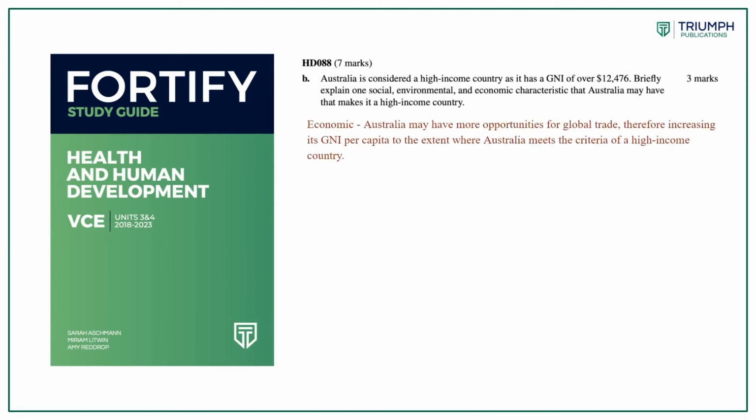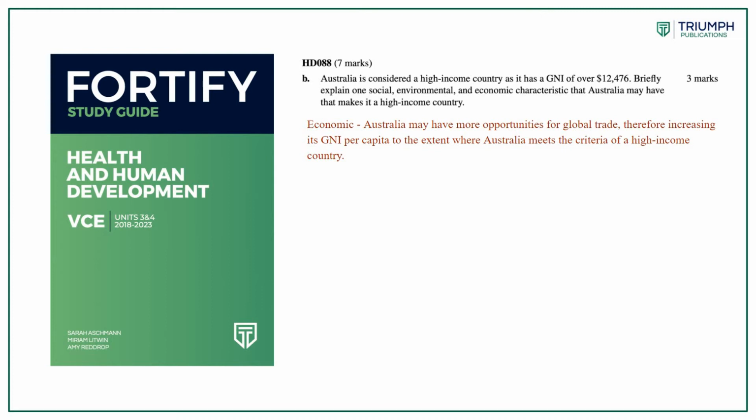So we're going to do economic first, and you'll see that each section is going to be split up into 2 parts to guarantee that you get that full 1 mark. So first you have to identify the characteristic that would relate and make Australia a high-income country. Then you need to explain why that characteristic is going to push Australia over the edge to make it a high-income country with meeting the GNI per capita threshold.